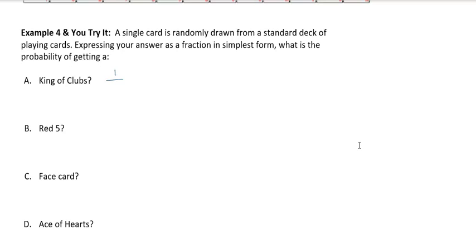So how many cards are there total? If you look up above, it's in the information I just gave you, there are 52. So that can't be simplified, it's 1 over 52. All right, a red 5.